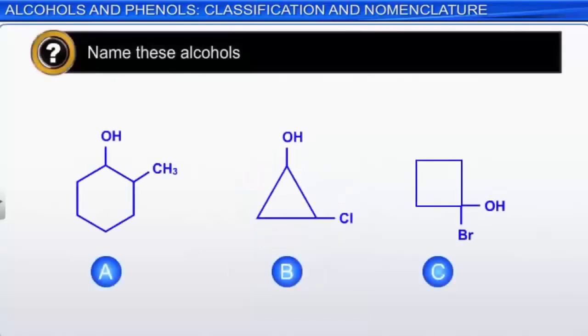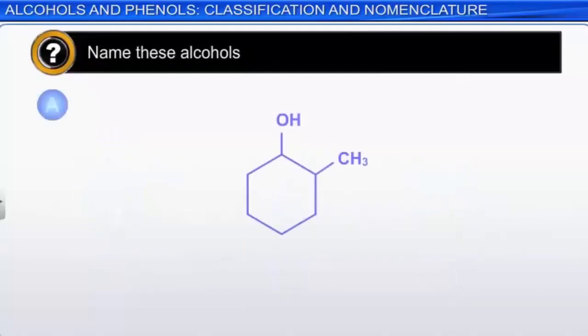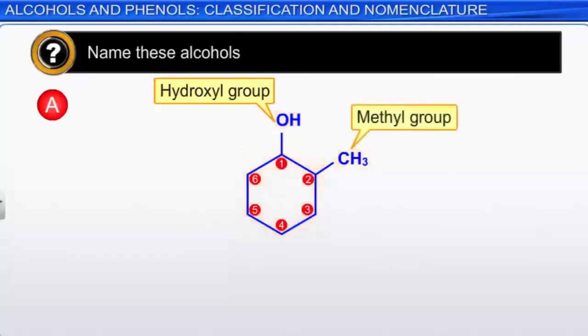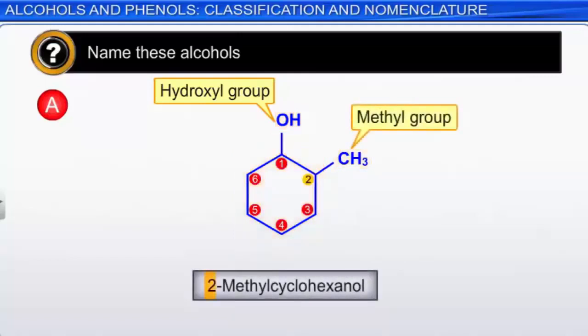Practice is essential to mastering organic nomenclature. Can you name these alcohols? Remember that the location of the hydroxyl group is considered to be carbon 1. So start counting there. If there is a choice of numbers, count to get the lower numbers for substituents. So, molecule A contains a 6-member carbon ring with a hydroxyl group and a methyl group. Molecule A is a 2-methyl cyclohexanol, not 6-methyl cyclohexanol.